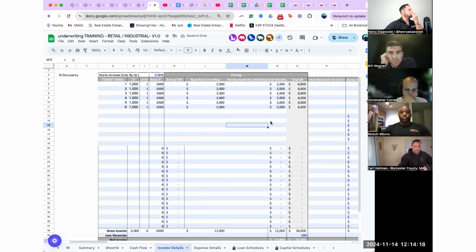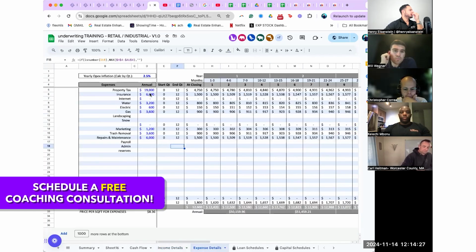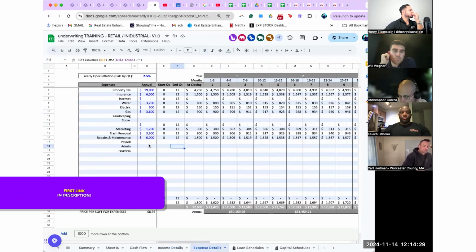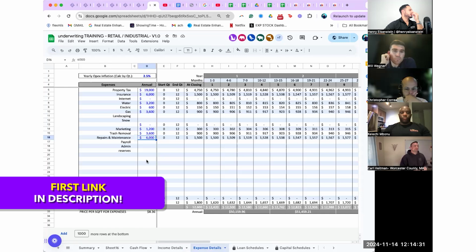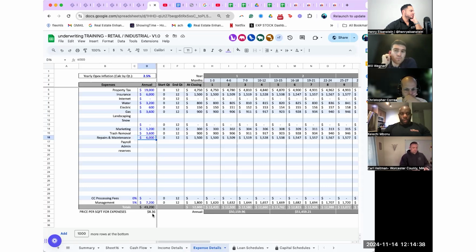I'll explain exactly what we're talking about in just a second. I just want to see what the expenses are real quick. Utilities, that's all fine. Insurance, taxes. Let's just say this is a real life example. Repairs, maintenance, everything's here. So let's pretend we have this deal going on. This is the exact expenses of the shopping center. It comes to $8.36 per foot.